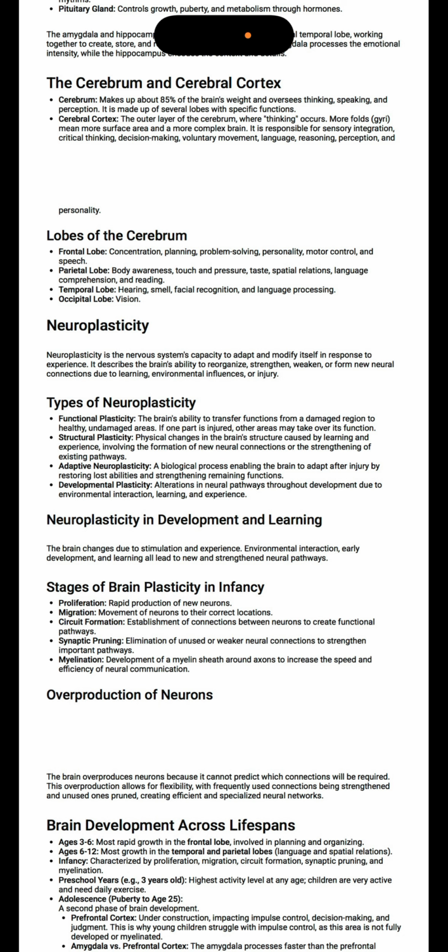Proliferation, rapid production of new neurons. Migration, movement of neurons to their correct locations. Circuit formation, establishment of connections between neurons to create functional pathways. Synaptic pruning, elimination of unused or weaker neural connections to strengthen important pathways. Myelination, development of a myelin sheath around axons to increase the speed and efficiency of neural communication.